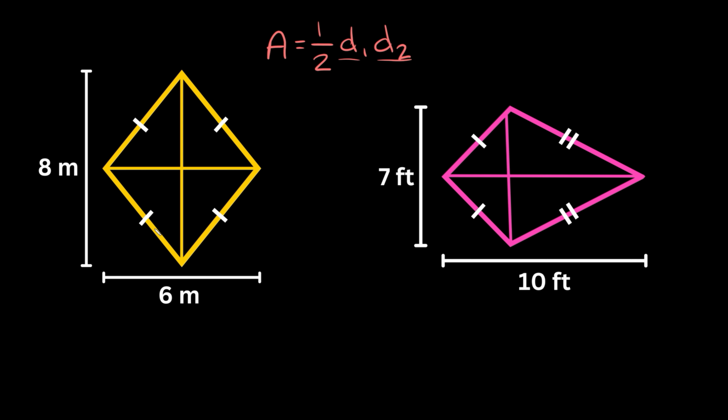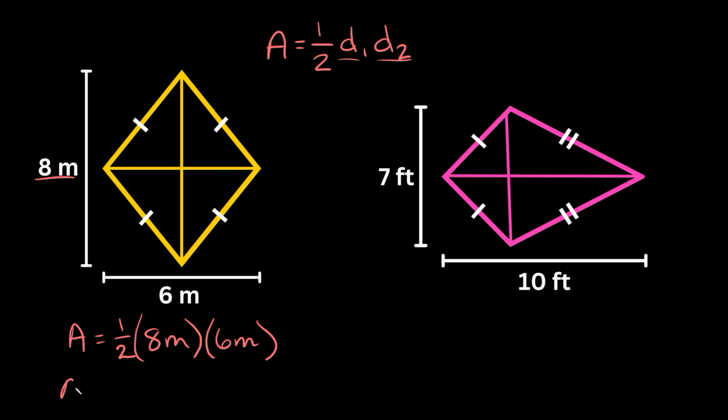So let's start with this one right here on the left, the rhombus. If we wanted to find the area of the rhombus, again, we could use this formula. So the area is equal to 1/2 times the length of both of the diagonals. The length of this diagonal right here is given as 8 meters. So we can say 8 meters, and we're going to multiply that by the length of this other diagonal, which is given as 6 meters.